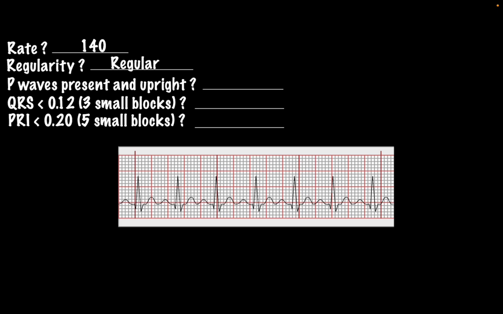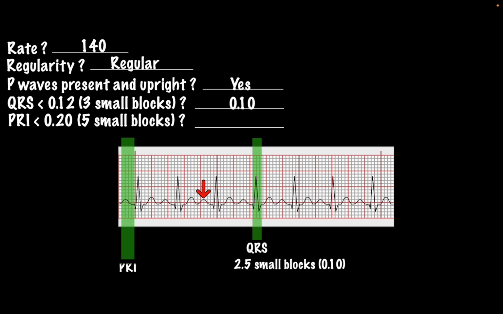Now let's take a look at the P wave. Okay, well, P wave's upright. It looks pretty uniform with the other P waves on the strip. Not seeing anything alarming, so we're going to say, yep, P wave's present, upright, and we have one for every QRS complex. Now let's go ahead and measure that QRS. Oh, looky there, we have about 2.5 small blocks again, so we're going to call that 0.10. We'll put that up there. And now let's measure the PRI. Look at that. 4 small blocks, so it's 0.16.